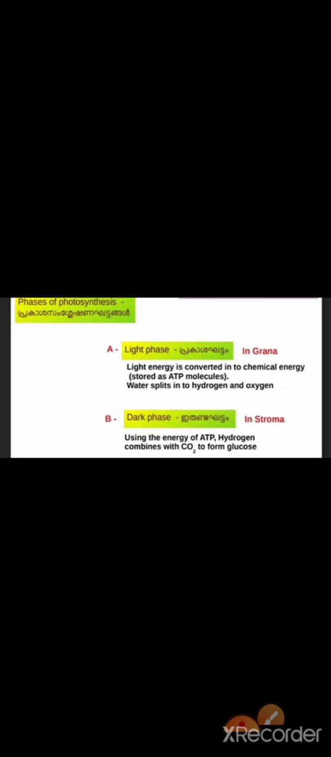Dear students, let's see the chemistry of photosynthesis. You all know that the location for photosynthesis is the chloroplast, and photosynthesis consists of two stages. What are the two stages of photosynthesis? They are the light phase and the dark phase. The light phase takes place in the grana of the chloroplast and the dark phase takes place in the stroma of the chloroplast. This is very important. The light phase is light dependent and the dark phase is light independent. In the light phase and dark phase, many chemical reactions take place.